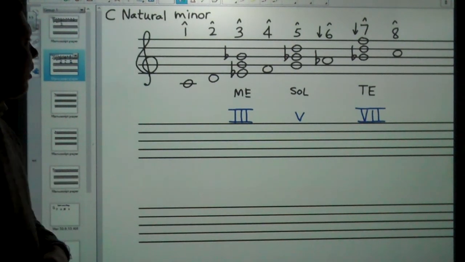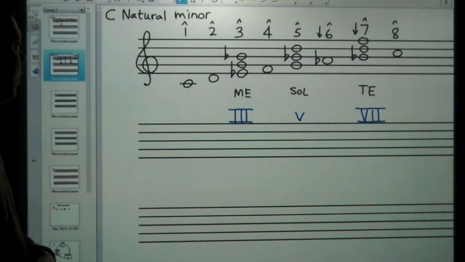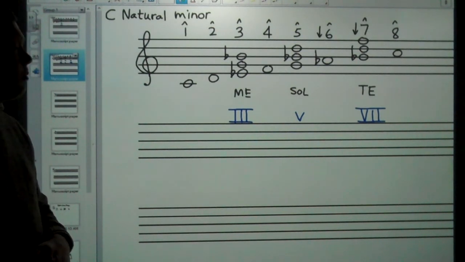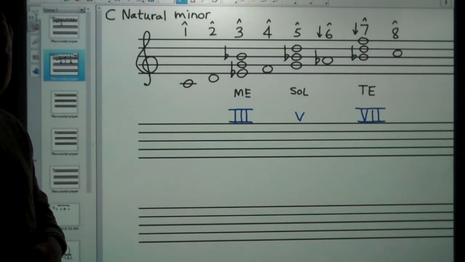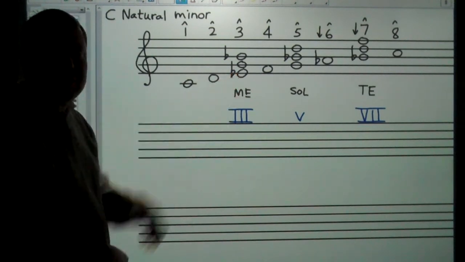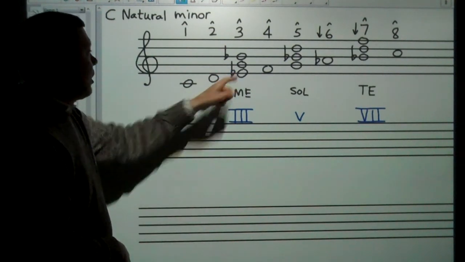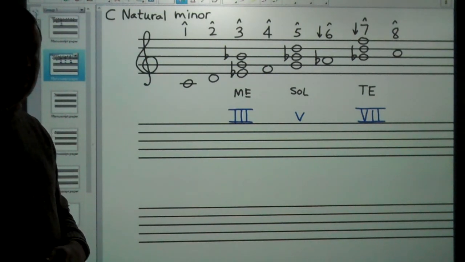Now on the board here, I have a C natural minor scale. You may recall from Theory 1 that the majority, 90% of the chords that we get in minor actually are derived and come from the harmonic minor scale. The only one that doesn't come completely from the harmonic minor scale is the chord on scale degree 3. And the chord on scale degree 3 comes from, technically, the natural form of the minor scale.